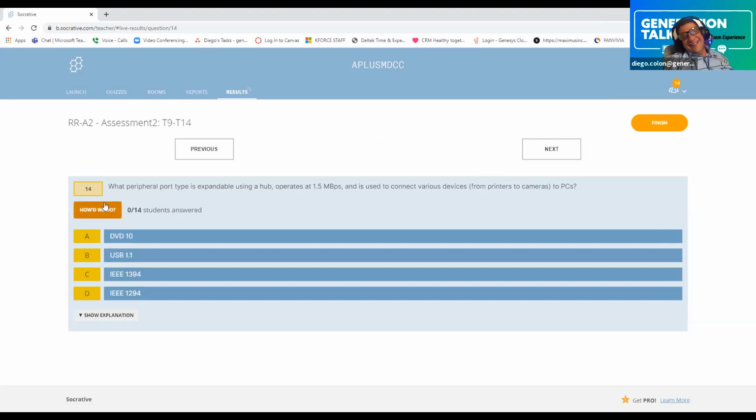All right. Speaking of, Kevin, help me out with the next one. What peripheral port type is expandable using a hub, operates at 1.5 megabytes per second? Is that megabytes or megabits? Megabytes. Yeah, it has the big B. And is used to connect various devices from printers to cameras to PCs. That's C, USB 1.1. 1.1, yes. On my screen it is B, but I would agree USB 1.1.